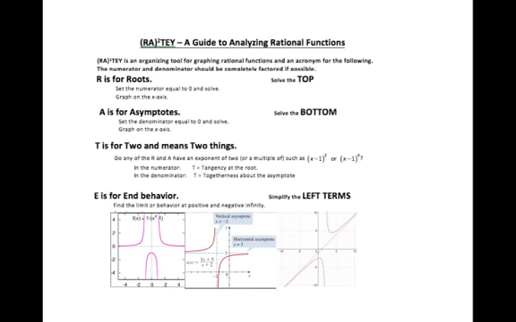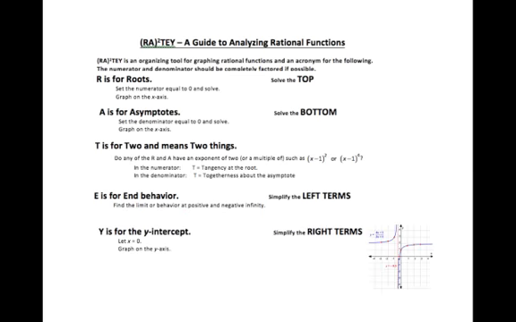E, in our little RADII, is for end behavior. For this, you're going to simplify the left terms to let you know what to do next. You're going to find the limit or behavior at positive and negative infinity. So you can have a horizontal asymptote, as we see in this first case here. You've got a horizontal asymptote at the line y equals 0. It could be at another value for y. Here we've got y equals 3. That's a horizontal asymptote. Or you could have what's called a slant asymptote. And we're going to actually look at all three of those cases.